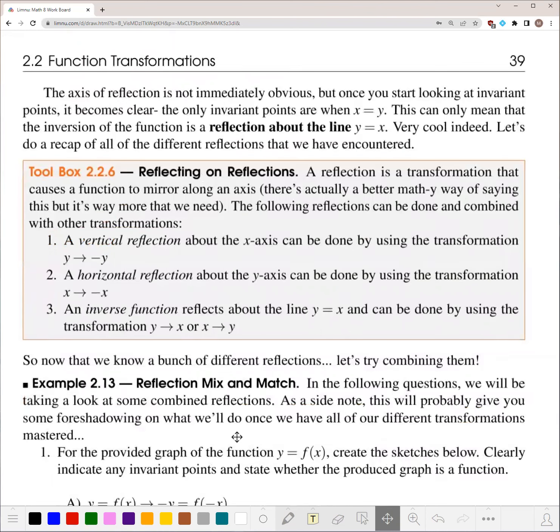So here's just a run-over of everything we're reflecting on, reflections. Vertical, we're replacing y with negative y, and we're reflecting about our x-axis. Horizontal, we're replacing x with negative x, and voila, you're reflecting about your vertical axis, which is your y-axis. And then finally, inverse is where we replace y with x or x with y. But either way you write it, you're doing both, and it reflects about the line y equals x.